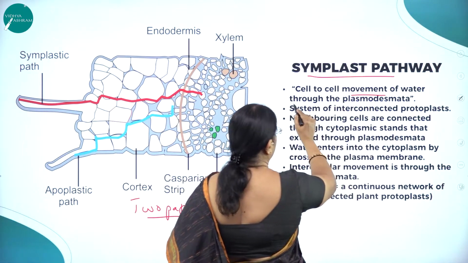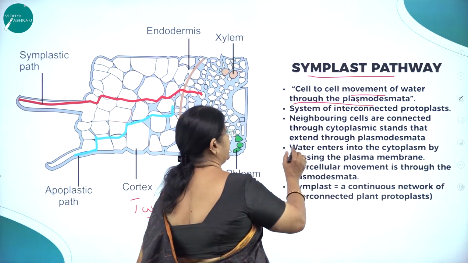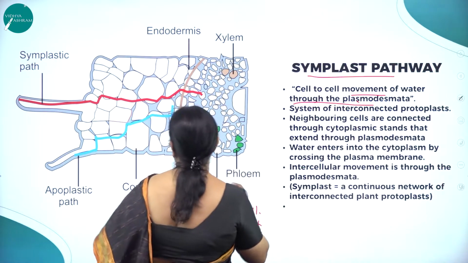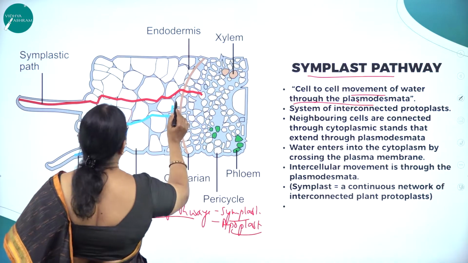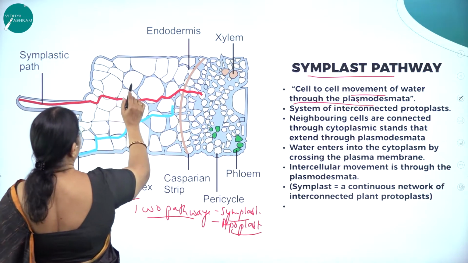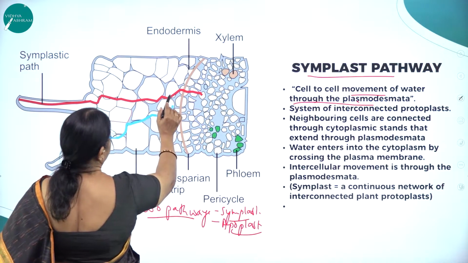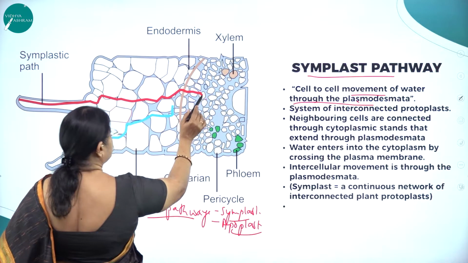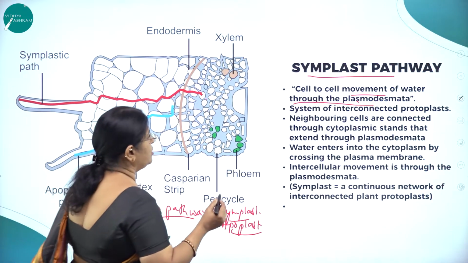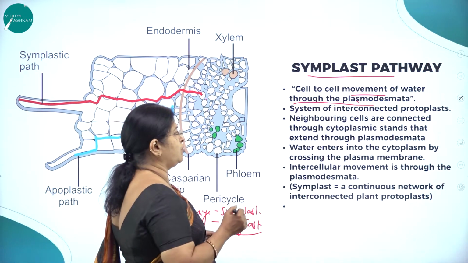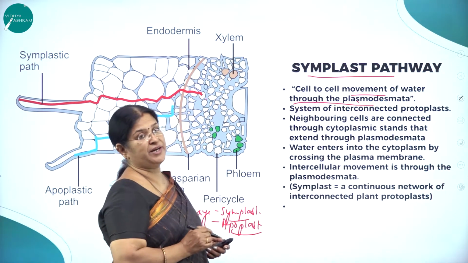Cell-to-cell movement of water through plasmodesmata. What do you mean by plasmodesmata? Here you can see the symplast pathway through plasmodesmata. So via root hair to cortex, cortex to endodermis, endodermis to protoxylem. So this is the pathway. So through cell-to-cell movement of water through plasmodesmata.